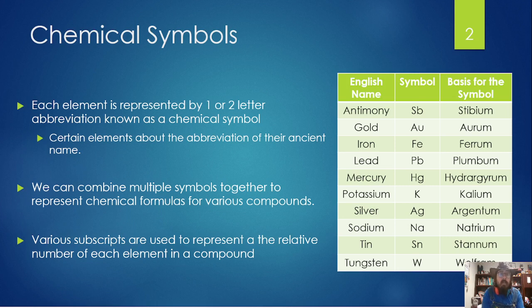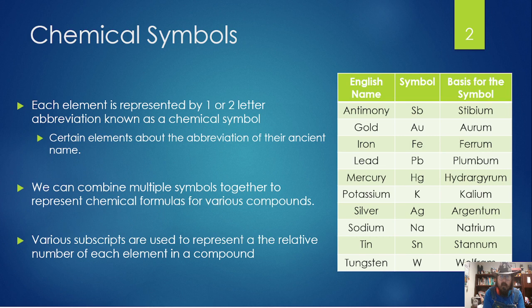Each element is represented by a 1 to 2 letter symbol abbreviation. For certain elements, it's really obvious why they're named what they are, but certain elements are abbreviated based on their ancient name, whether Latin or Greek. So antimony is Sb, even though there's no S or B, because it was originally called stibium. Gold was aurum. Iron was ferrum. We still refer to iron as being ferric in nature. Lead is plumbum. You might have a plumb bob.